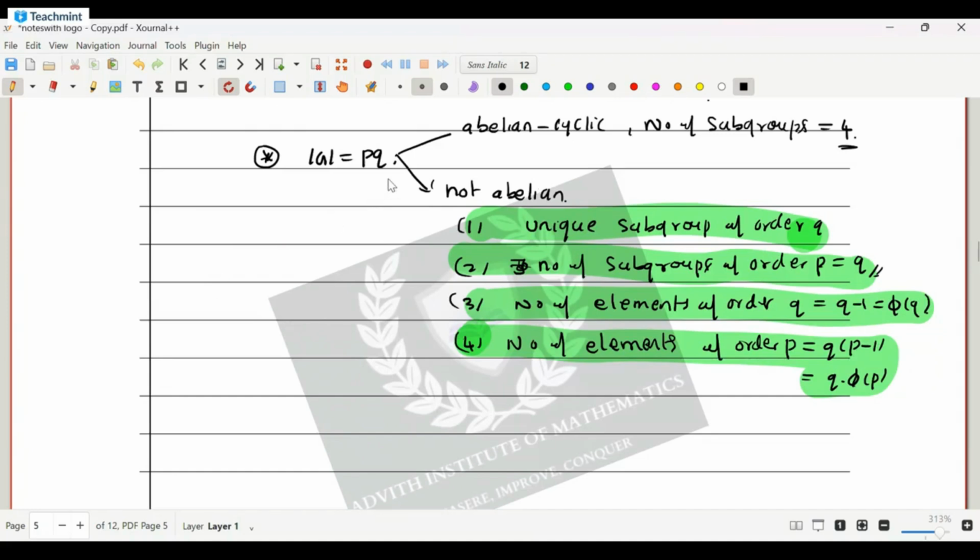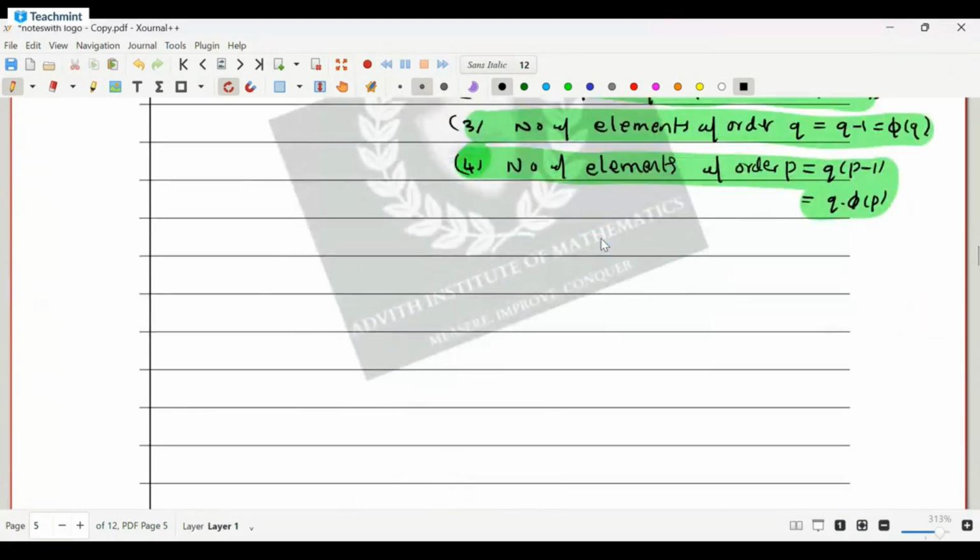సో ఈ గ్రూప్ ఆఫ్ ఆర్డర్ PQ వచ్చిందంటే డైరెక్ట్ మీకు అన్ని సబ్ గ్రూప్స్ ఉన్నాయి, నంబర్ ఆఫ్ ఎలిమెంట్స్ ఉన్నాయి, వెదర్ ఇట్ ఈస్ సైక్లిక్ ఆర్ నాట్ ఇది డిసైడ్ చేయగలిగితే దెన్ కంప్లీట్ అవుతుంది సార్. సో ద గ్రూప్ ఆఫ్ ఆర్డర్ PQ ఇస్ సైక్లిక్, అది కూడా డిస్కస్ చేద్దాం సార్.